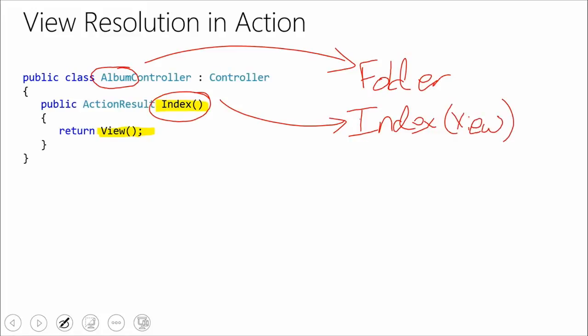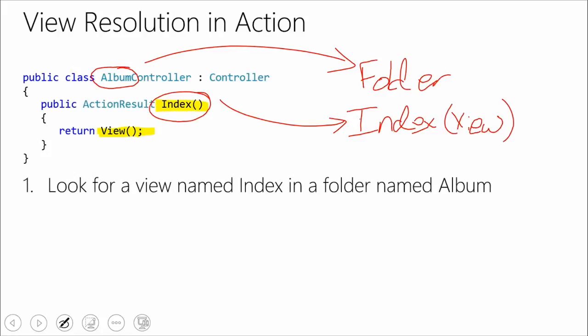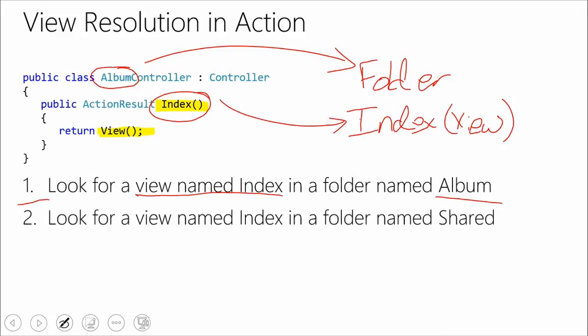In any event, that's what's going to happen behind the scenes. Step one is it's going to look for a view named index inside of a folder named album. If it doesn't find that, then it's going to look for a view named index in a folder named shared, and then if it doesn't find that, it's just going to error.